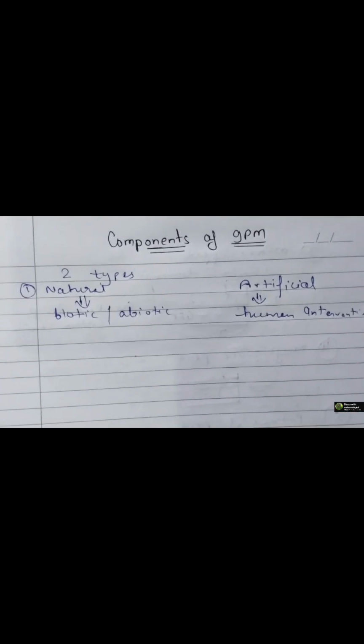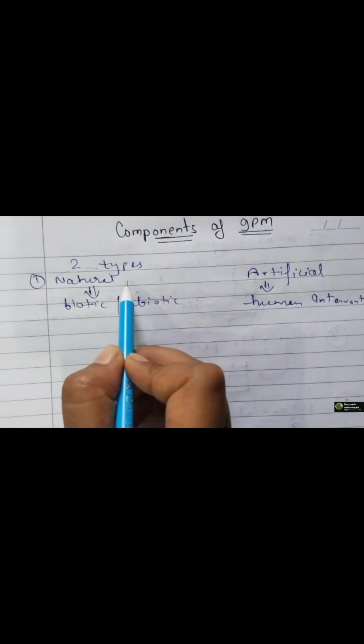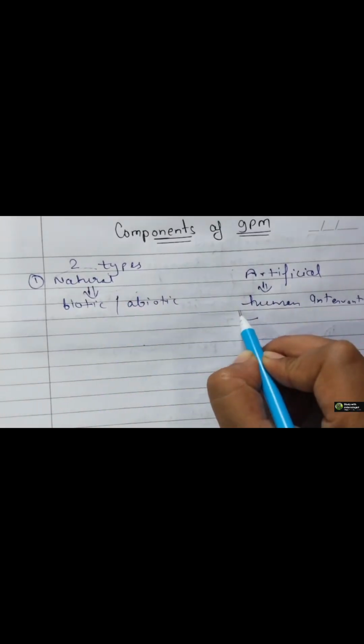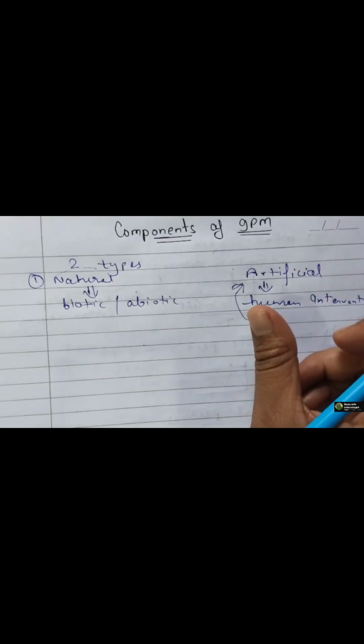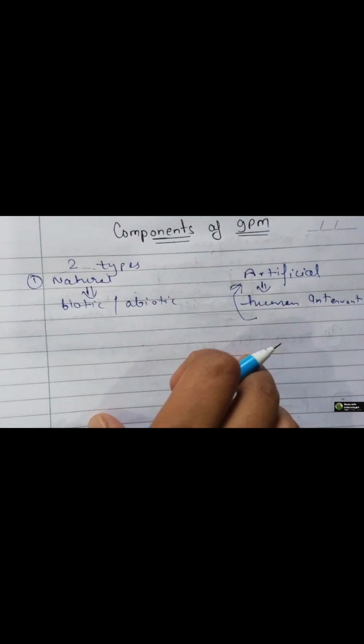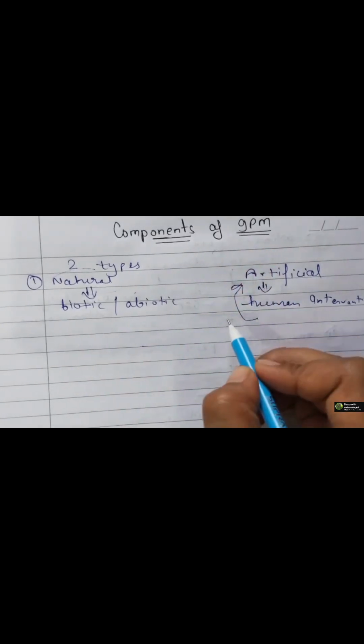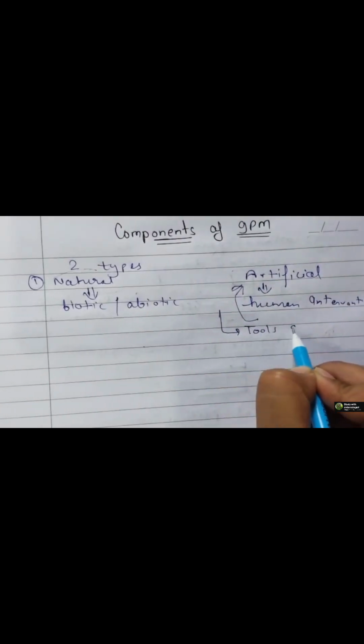Then the second thing, success of the control 100% depends only on nature. Here, the control 100% depends on the human only. And the third and most important difference between these two: biotic factors include the natural enemies, while abiotic factors include temperature, humidity, etc. But in artificial control, we have different tools for controlling the pest, like cultural control, mechanical, physical, and biological or chemical. These are all tools of IPM in artificial control.